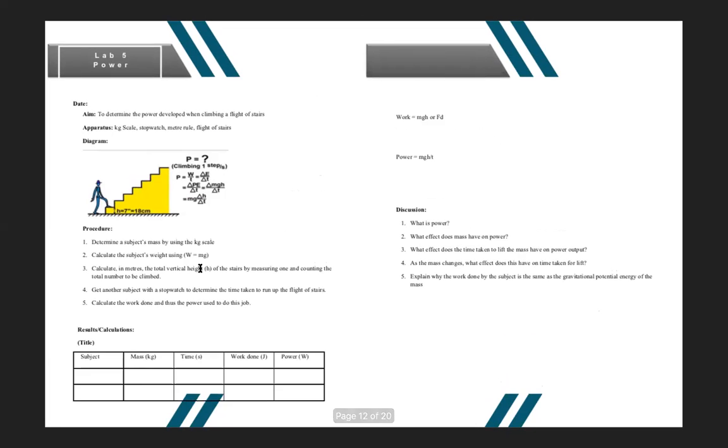And of course, in a discussion, you want to include these as well. What effect does mass have on power? When the mass changes, when you have a larger mass, one of these will be larger because we used two different subjects, two different persons. What about the power for the bigger person? Well, it's a little tricky.